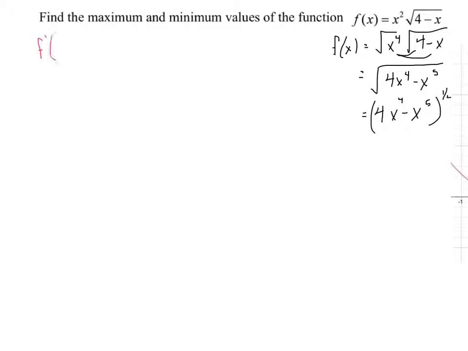F prime. So put the 1/2 out front. Leave the inside alone. That's to the negative 1/2. Multiply by the derivative of the inside. Okay. Let me rewrite this, cleaning up the algebra, or cleaning it up with some algebra. 16x cubed minus 5x to the fourth.